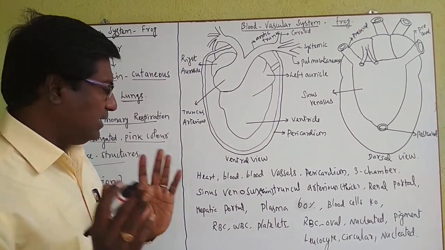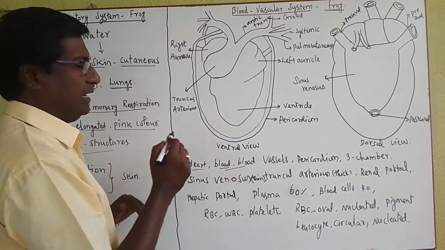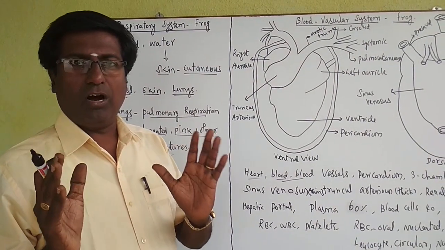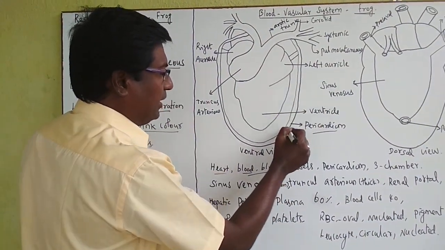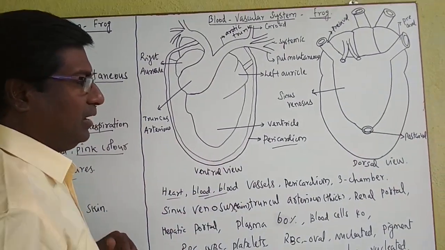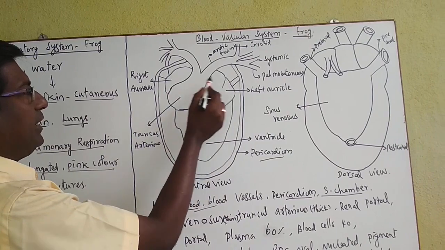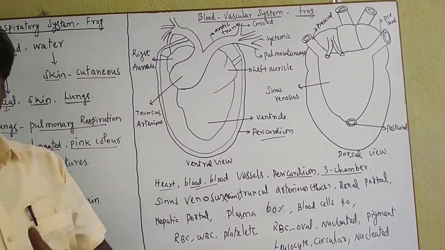You know, the frog circulatory system consists of the heart, blood vessels and blood. These three things are there. Now, the frog heart is covered by the pericardium, this membrane. And it has a three-chambered heart, that is two auricles, right auricle and left auricle, and only one ventricle.